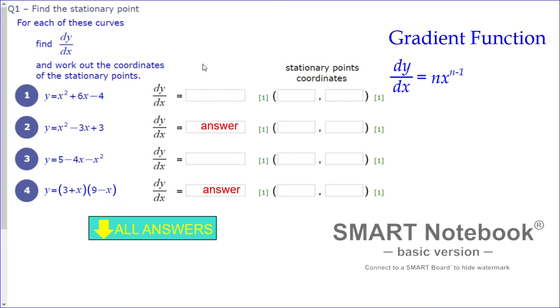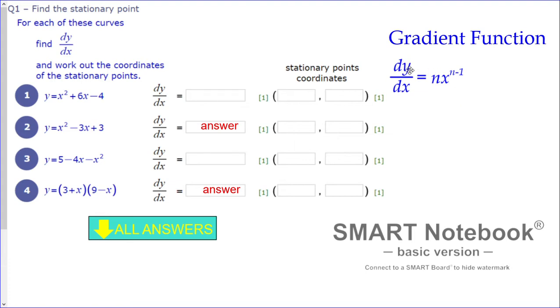Hello, we're back with the answers, or a couple answers for the questions on stationary points and the myimaths task. Question 1 states, for each of the curves, work out the coordinates of the stationary point. The stationary point is when the gradient of the point equals 0.